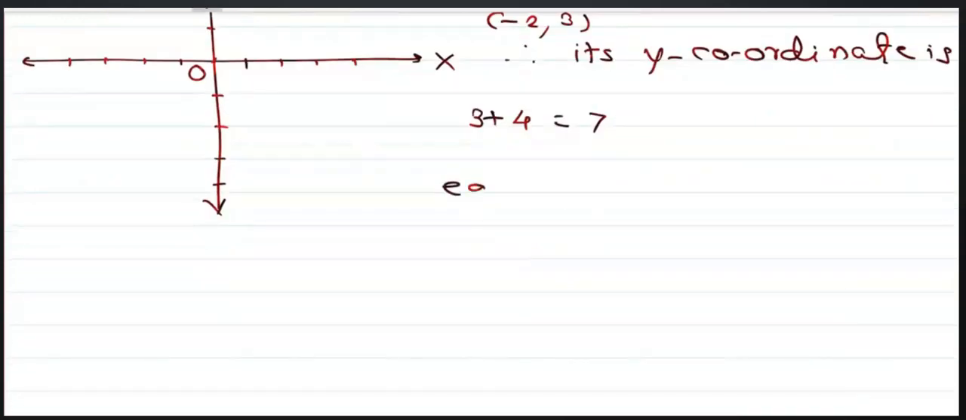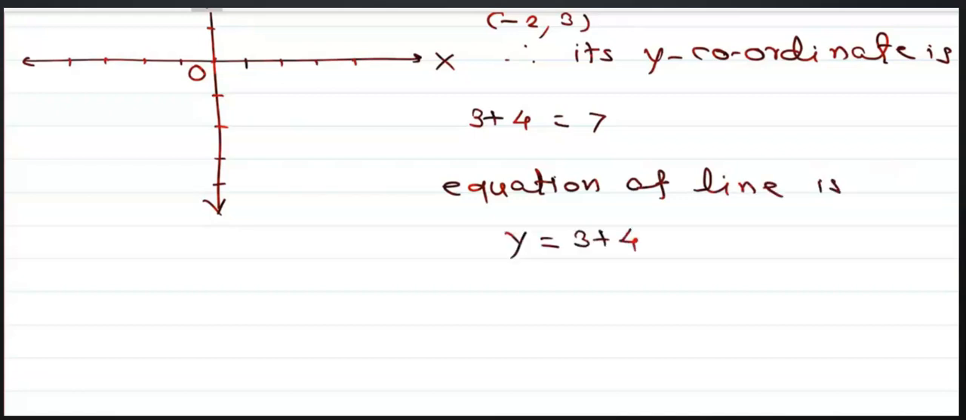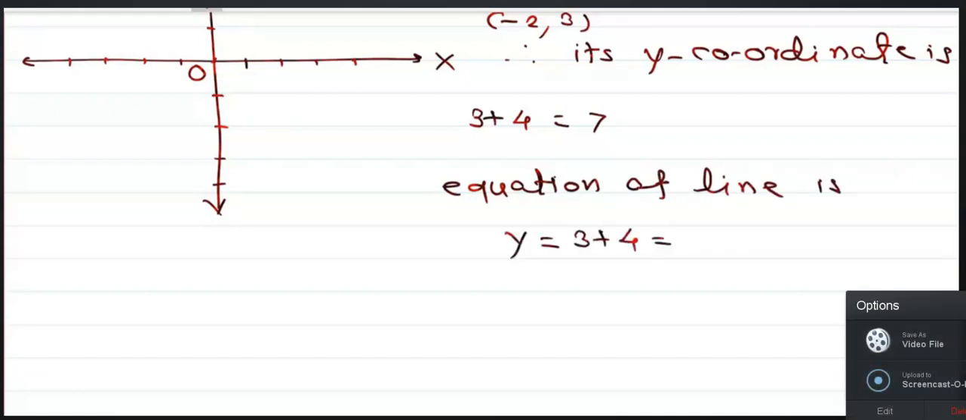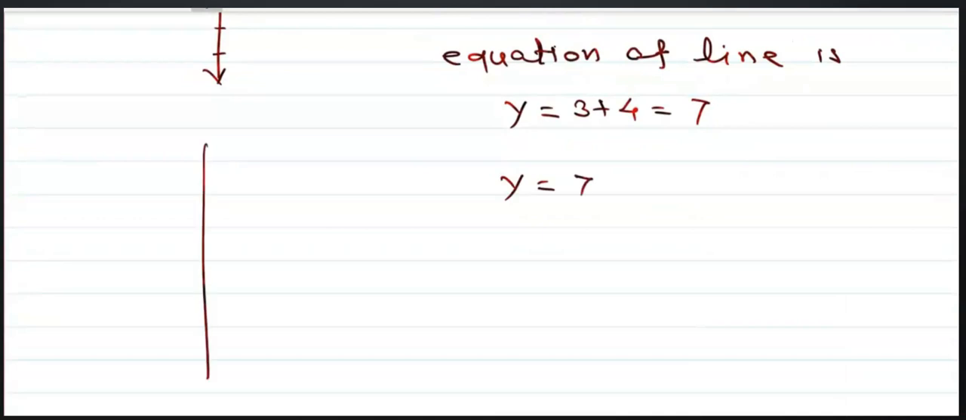That is at a distance of 4 from that point. Means we will add 3 plus 4, and that is equal to 7. Therefore, y is equal to 7, and this will be the equation of the line.